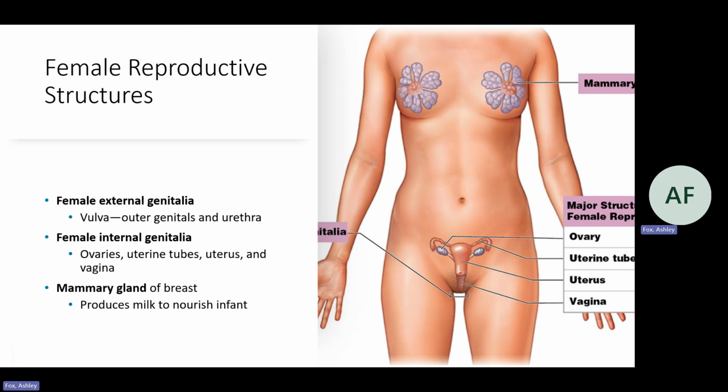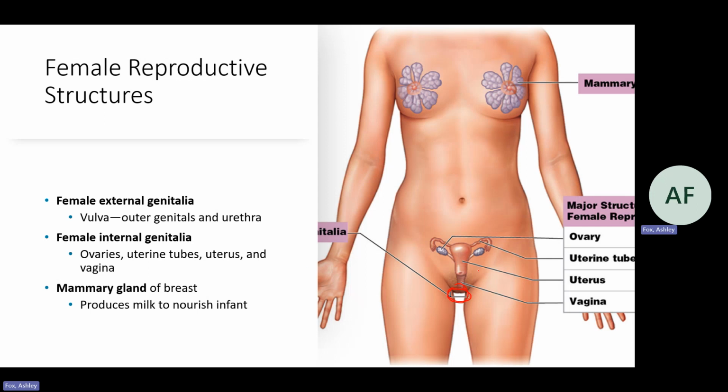So again, looking at some anatomy. We have the external genitalia, so things that you can see from the outside. The first is going to be the vulval area, so that's this area here with the external genitalia. The urethra and the outer vulvar lips, we'll see.